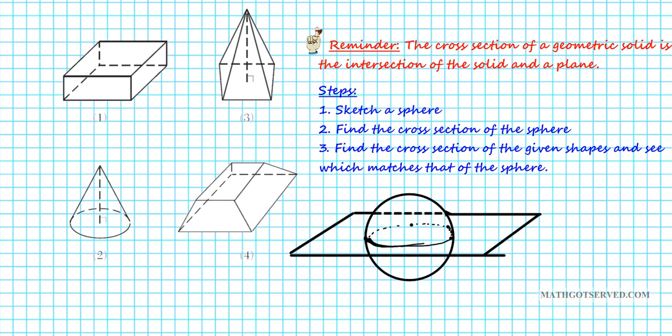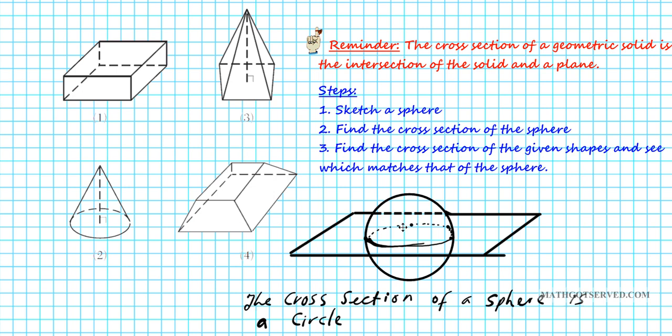Okay, so let's go ahead and write this down. From our sketch, we can see that the cross-section, the intersection of a plane and a sphere, is a circle.